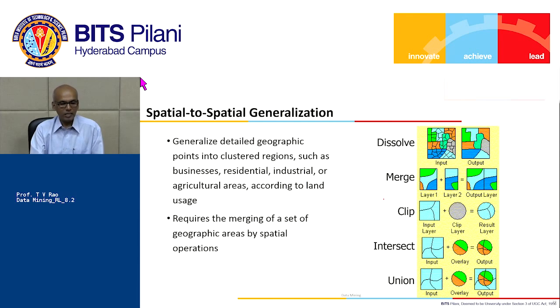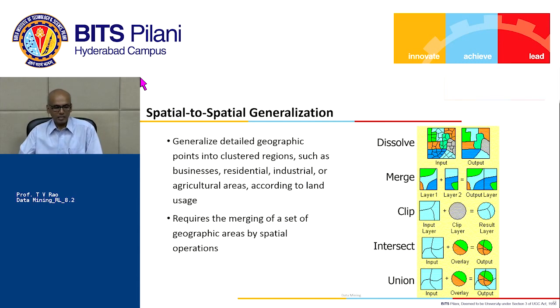And similarly, the spatial objects can be merged. That is, these layer 1 and layer 2 have been put together to create a new object. Or similarly, the clipping can be applied, whereby this object has been clipped using this clip layer, and we have got a new object. And similarly, we can have an intersection. We can say take this object and intersect this object with this, then we are going to get a new output. Similarly, we can create a union. So the spatial to spatial kind of operations can be of various different kinds.